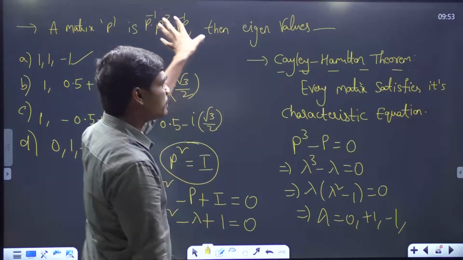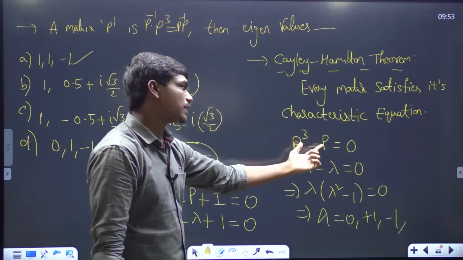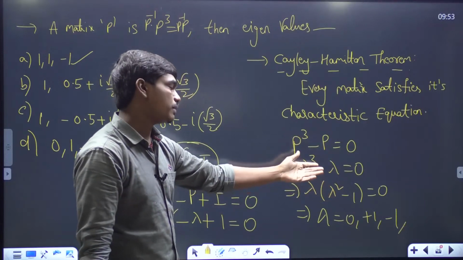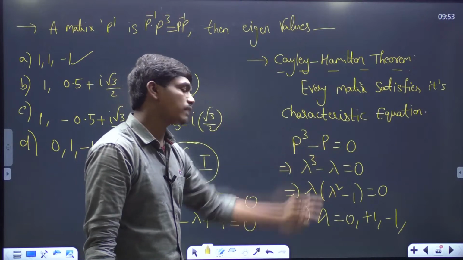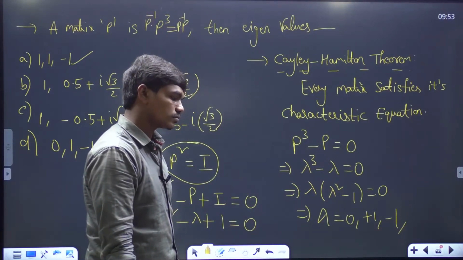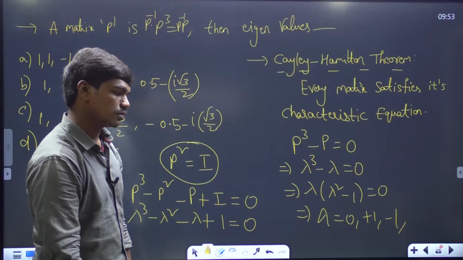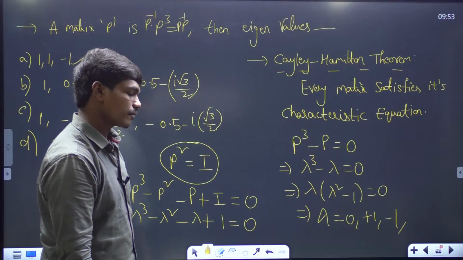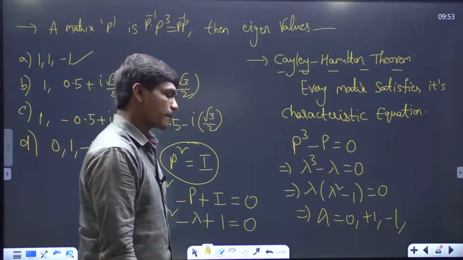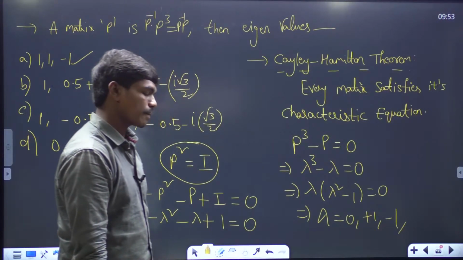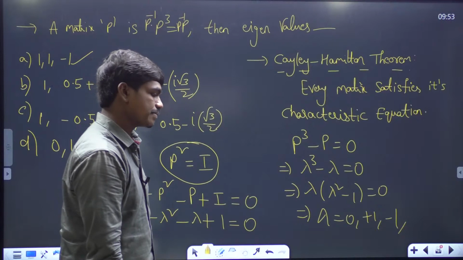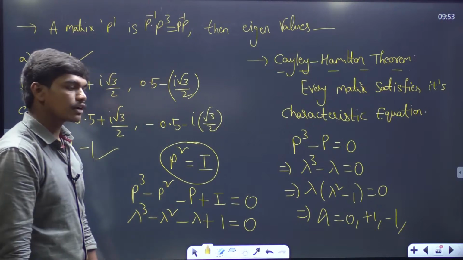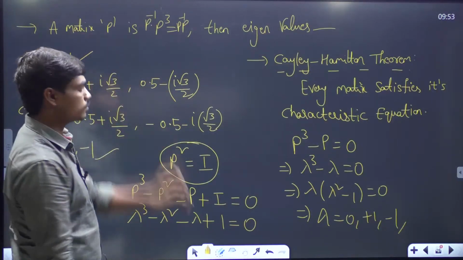But it's given only P cube is equal to P. So if this is happening, then you can't assume that this itself is the characteristic equation. I mean, lambda can be satisfying this equation. Okay. Yes. Yeah, we can get option A. That's what I told you, Monica.